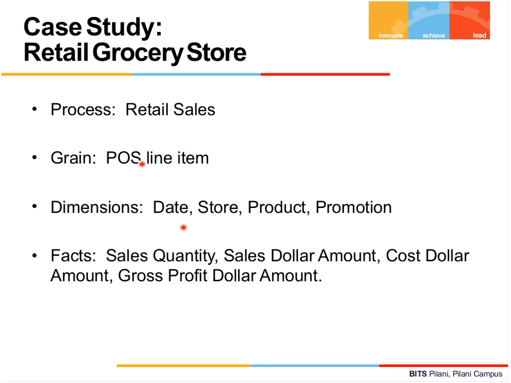And you're going to store the data in a fact table. What are the dimensions? Date, which store you bought it in, what product, what promotion. We just left it there. So that means you have 4 different dimensions that you're going to analyze.